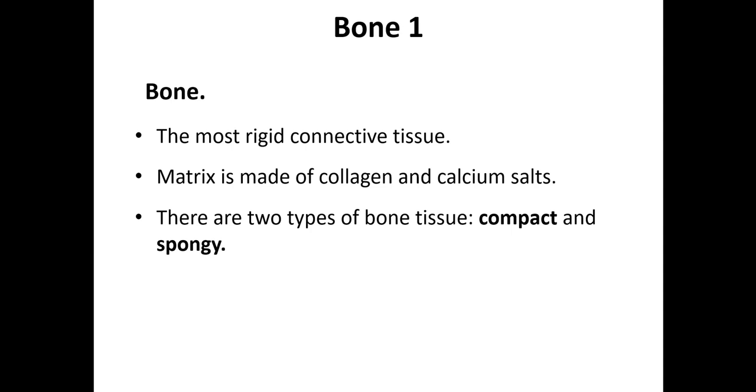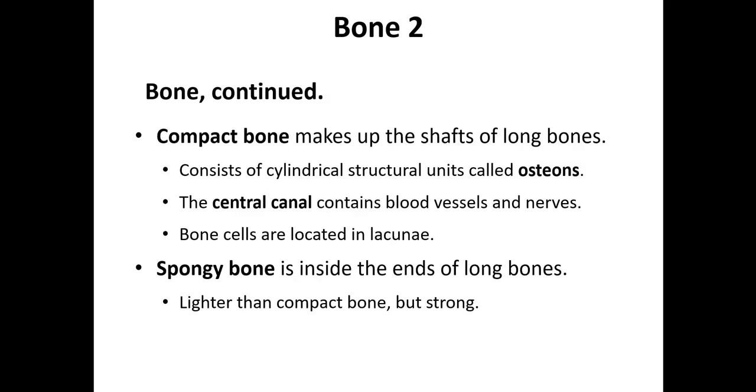Bone is the most rigid connective tissue and contains a hard matrix of inorganic salts, particularly calcium salts. Inorganic salts are deposited around the protein fibers, giving the bone its solid rigidity. In turn, the protein fibers provide elasticity and strength. There are two types, compact bone and spongy bone.